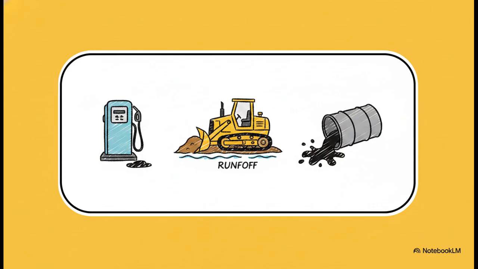Just think about it for a second. That old gas station on the corner, it probably has underground tanks that have been sitting there for decades. Or what about that big construction site? What happens when a heavy rain washes over it? It could even be something as simple as someone dumping chemicals where they shouldn't. These are the typical starting lines for a much longer and often invisible race.